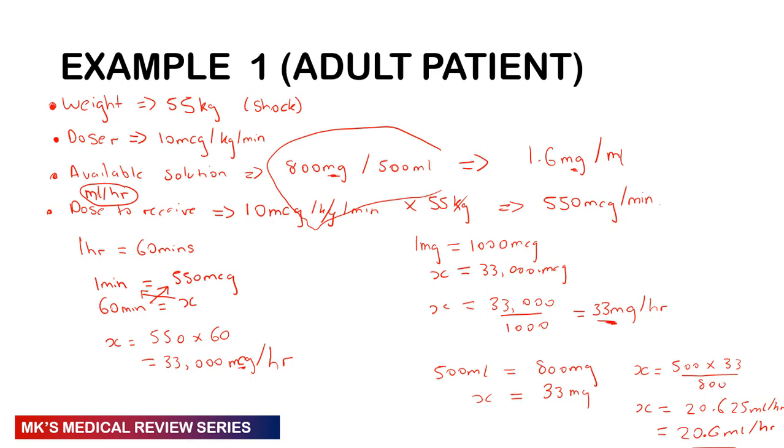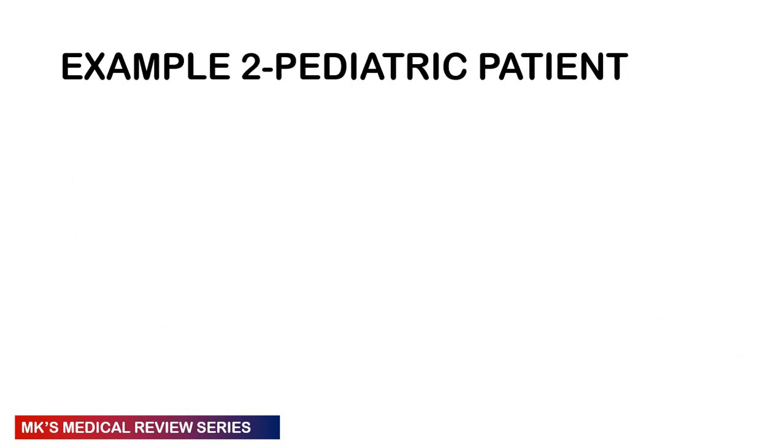So we'll go on to the second example, which is now a pediatric patient. So now in this pediatric patient, let's say our weight this time is now reduced, because our pediatric patients weigh much less than our adult patients. So let's say now this time it's a 24 kg patient. And remember that this is like, let's say, an 8-year-old, okay, and they're in shock. Okay, there's an 8-year-old that's in shock, and 24 kg.